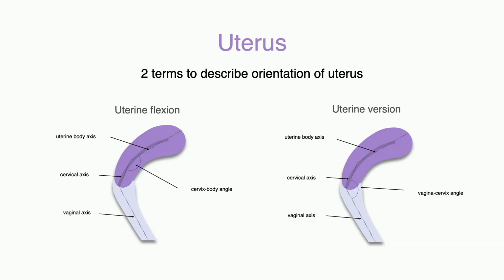When you describe the uterus in a report, it's necessary to get the terms right. There are 2 ways to describe the orientation of the uterus. First, there's uterine flexion. Uterine flexion describes the angle between the uterine and cervical axis. Uterine version describes the angle between the cervical and vaginal axis. The uterus can appear on the image the way it is shown here, but it can also be retroverted or retroflexed, and this is important for further clinical management.